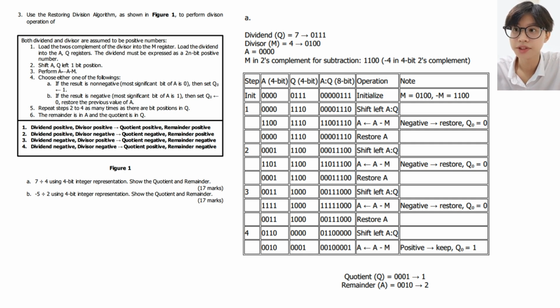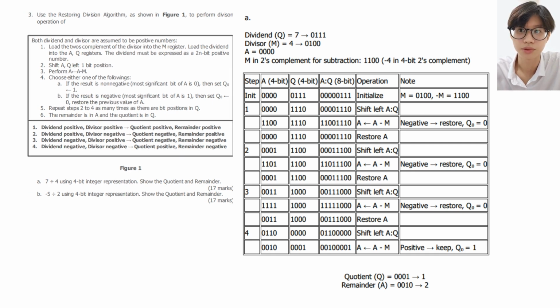Since the result is positive, we keep it and set Q0 to 1. And the final values quotient in Q is 0, 0, 0, 1, which is 1. And the remainder in A is 0, 0, 1, 0, which is 2. So the result of it is 1 remainder of 2.